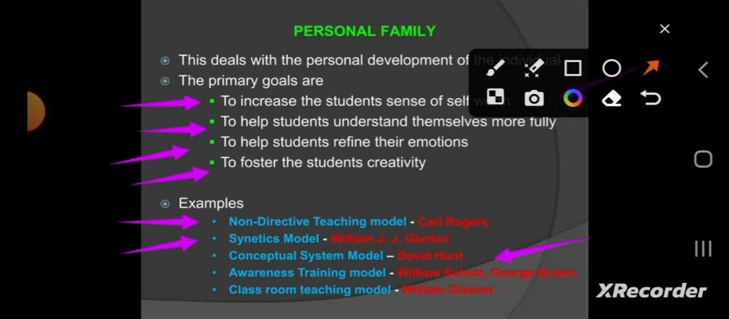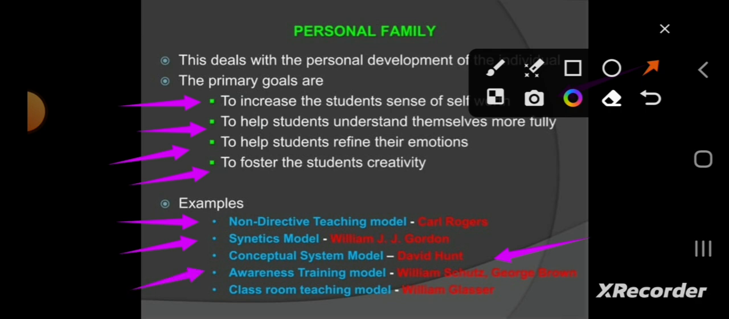Next, conceptual systems model, David Hunt. This model focuses on helping students develop a coherent and well integrated system of concepts and ideas. Personal development goals. By understanding and organizing their thoughts and beliefs, students can enhance their self awareness and self worth. It supports emotional refinement by clarifying and structuring their internal experiences.